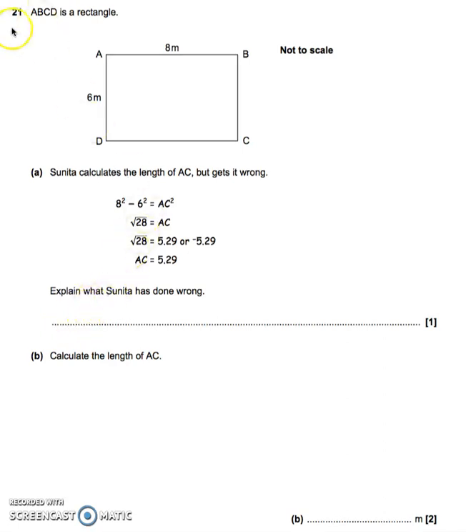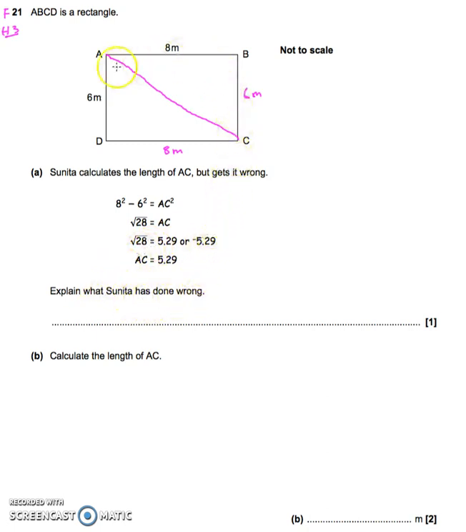Question number 21 on the foundation paper is also question number 3 on the higher paper. And in it, we've got a rectangle ABCD, and we've got some dimensions on there. So I'm just going to write the dimensions 6 meters and 8 meters because it's a rectangle. Opposite ones are the same length. Part A, Sunita calculates the length of A to C. So she's going from here to here, but she gets it wrong. And you've got to work out what she's done wrong.